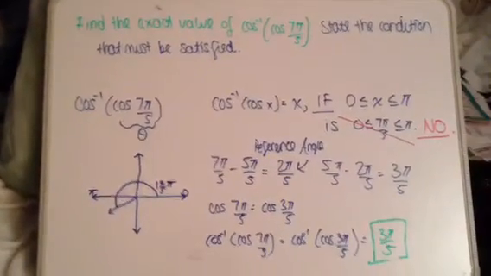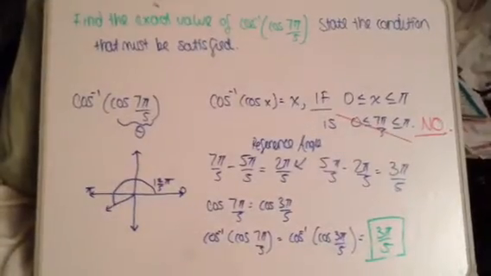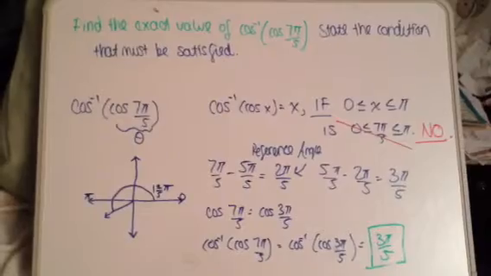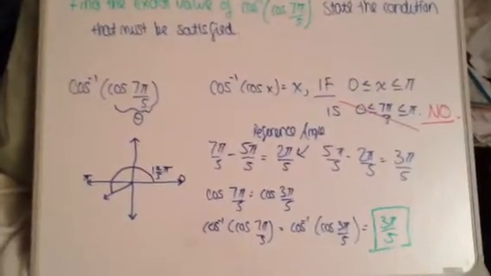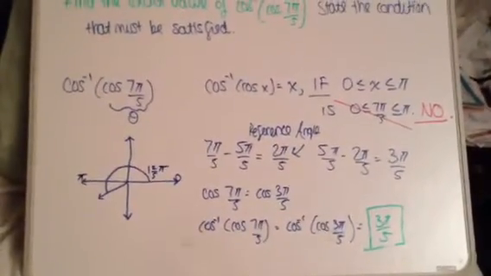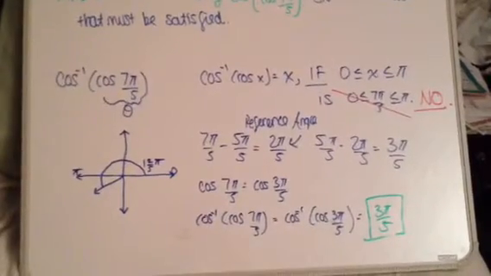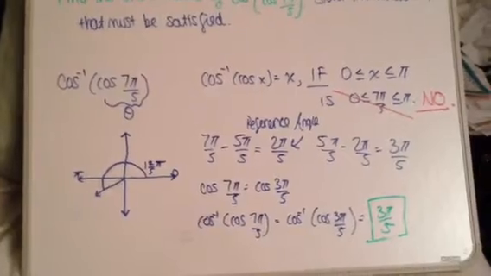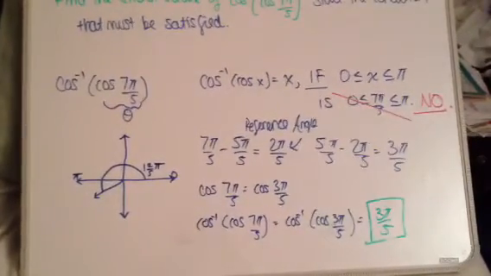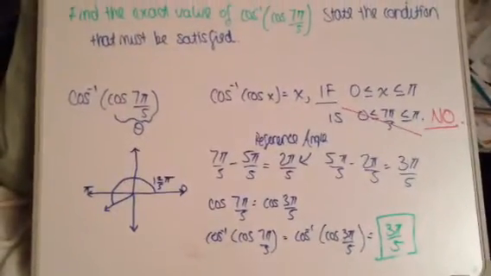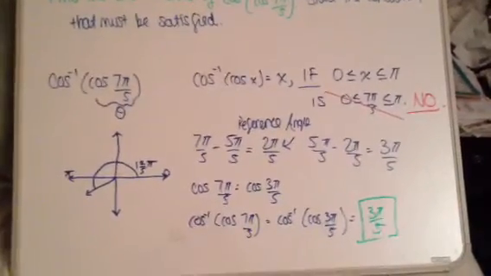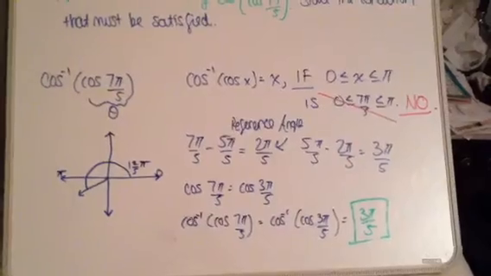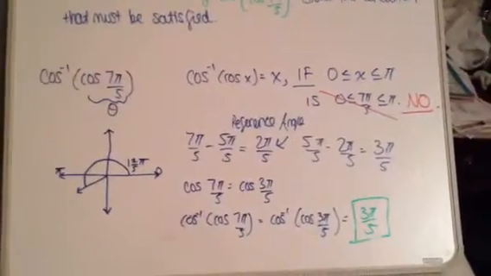But the problem is asking for the exact value of inverse cosine of cosine 7 pi over 5. And it asks to state the condition that must be satisfied. In order for the inverse cosine of cosine x to equal x, x has to be less than or equal to pi and greater than or equal to 0. Just based on that, you can tell 7 pi over 5 is definitely quite a bit larger than pi, so that doesn't satisfy.